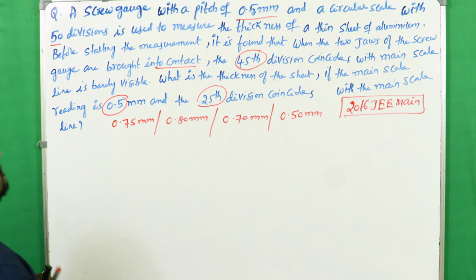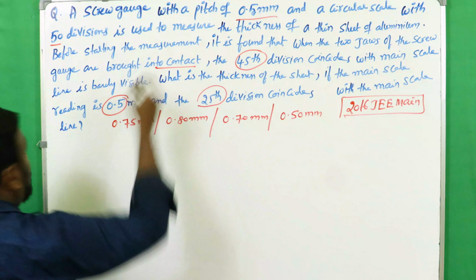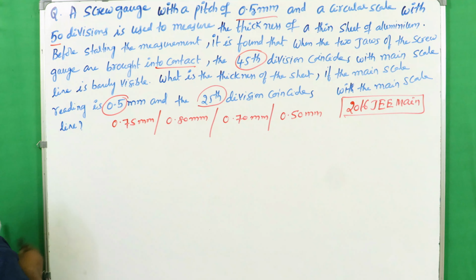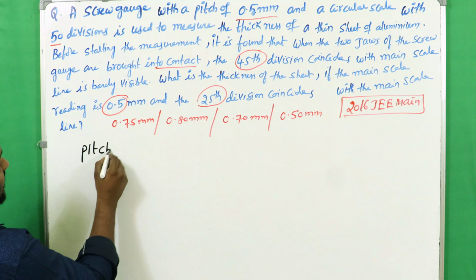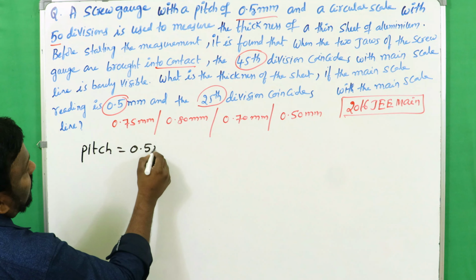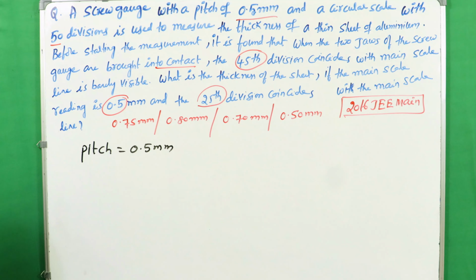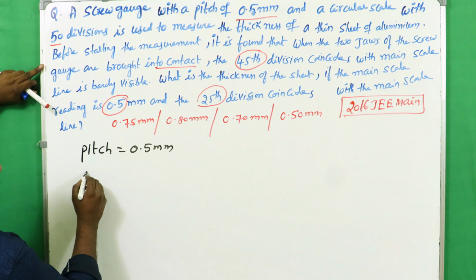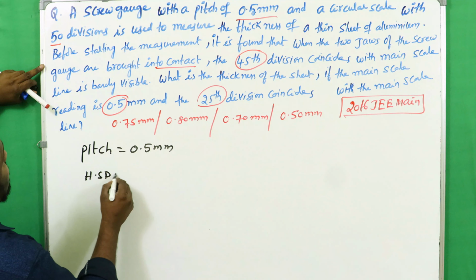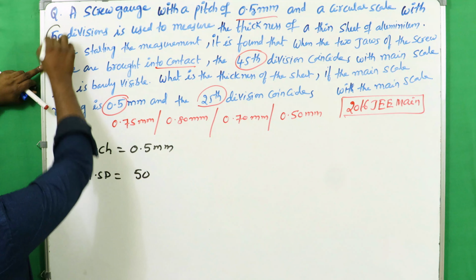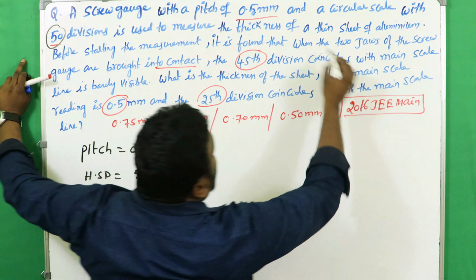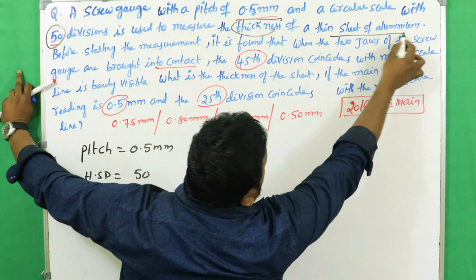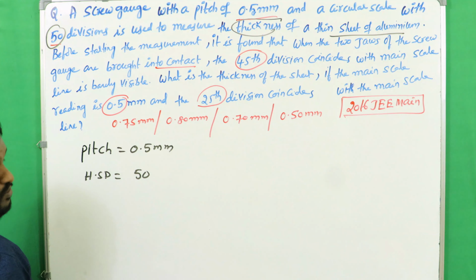So the first thing is, what was given? The pitch of the screw gauge. Pitch is 0.5 millimeters. And how many divisions are there? The number of head scale divisions: 50 divisions were given. And why are we using the screw gauge? To find out the thickness of the sheet of aluminium.